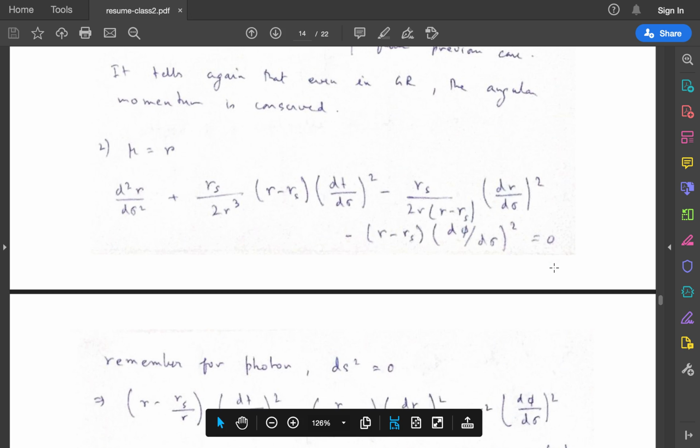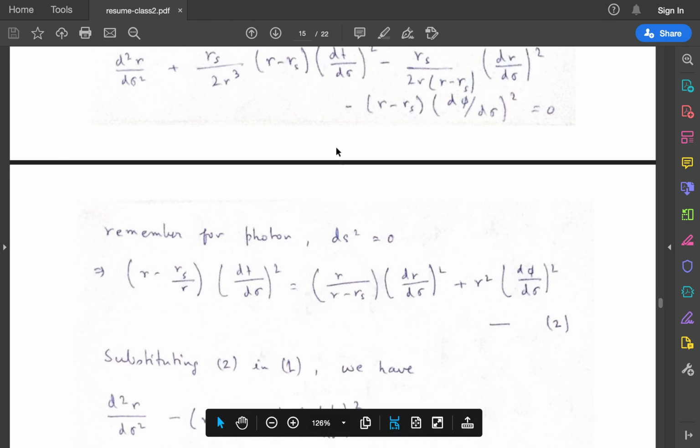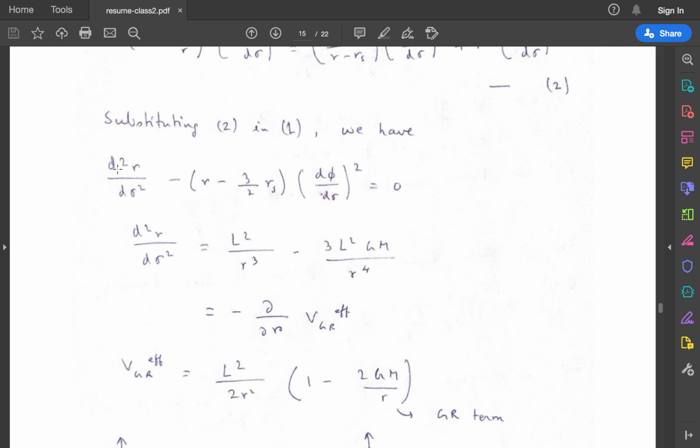Let us say that this is equation 1, and remember, for photon ds square equals 0. That means d tau square equals minus d tau square. If I write the ds square for photon, I again get an equation which connects dt by d sigma, dr by d sigma and d phi by d sigma, and let us call this equation 2. If I substitute equation 2 in equation 1, this equation becomes very simple, given by d square r by d sigma square minus (3/2) r_s r times (d phi by d sigma) whole square equal to 0.